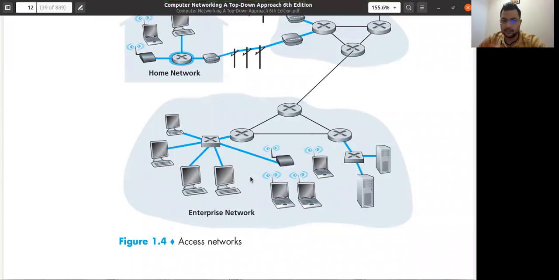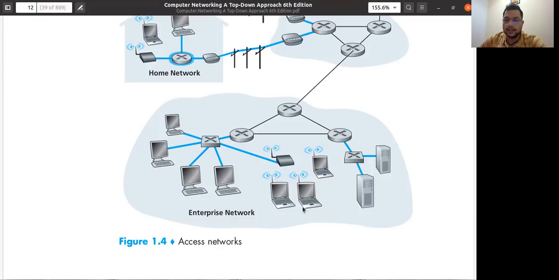here in this enterprise network, you can see this is the part of an access network. This is one LAN which is accessing this network core through this router. So this is the edge router for all these appliances which are the part of a single LAN. These three devices are connected to this wireless access point, which is the part of the same LAN network.